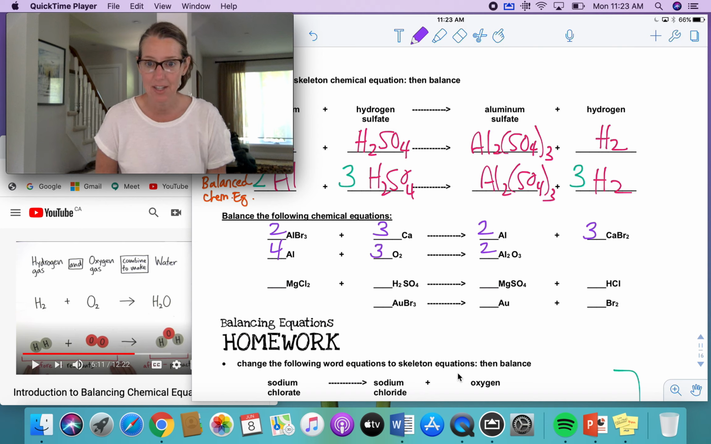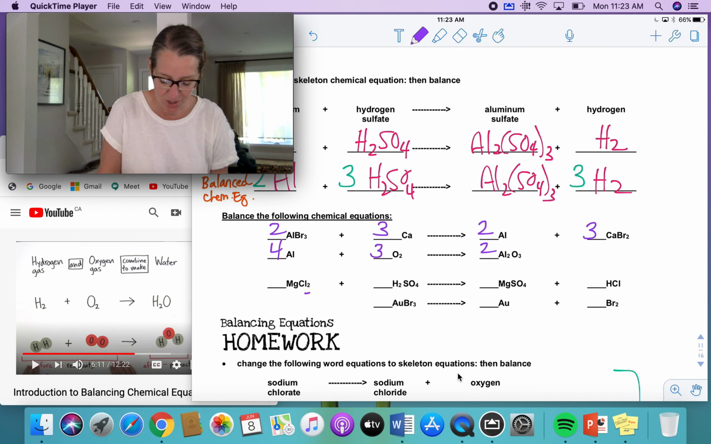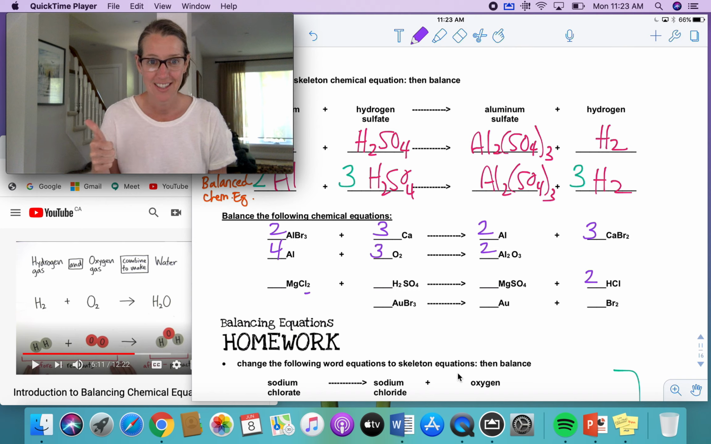My magnesium is already balanced. What's not balanced? My chlorine. Magnesium chloride has 2 atoms of chlorine on this side. I'm going to put a 2 in front of my HCl over here, and that creates 2 hydrogens, and now my hydrogens are balanced. Are we done? Yep, we're done. Let's do the last one.